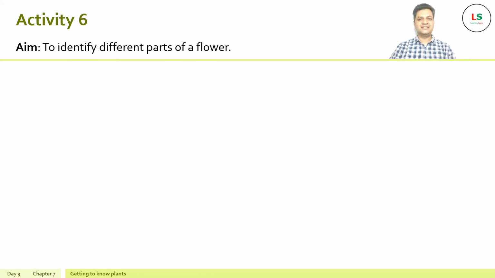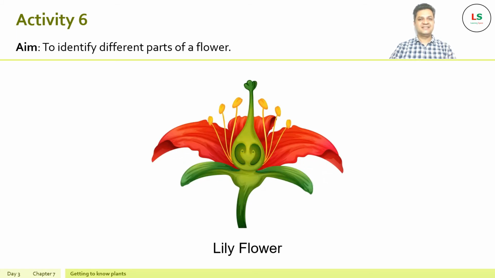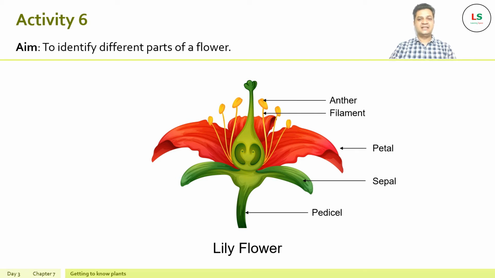Let's see all of them in this lily flower. Here we have the colorful part which is the petal, the green portion which covers the petals called the sepal, and the pedicel which connects the flower with the stem. Here we have the anther and filament which form the stamen.